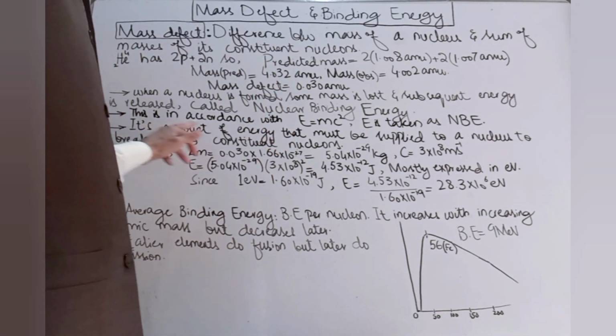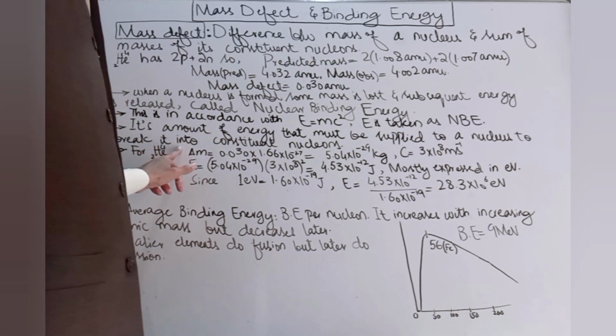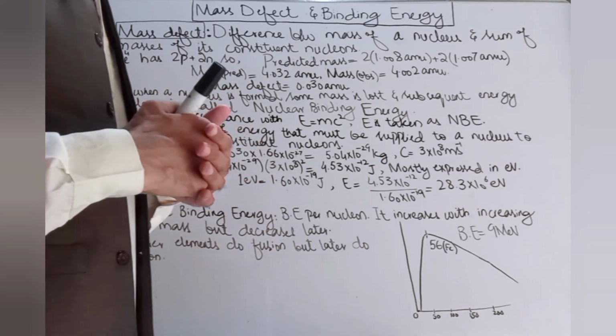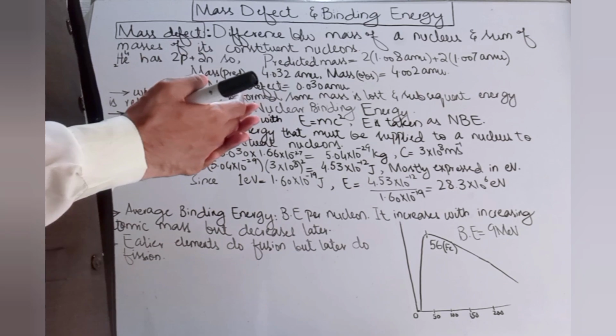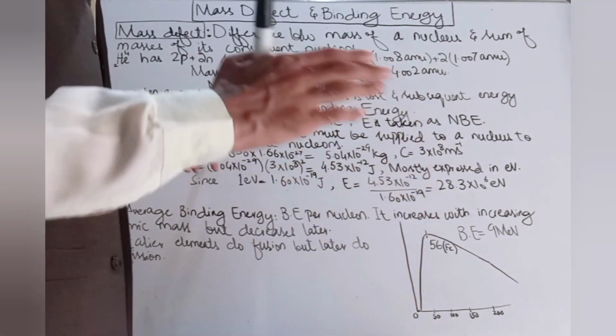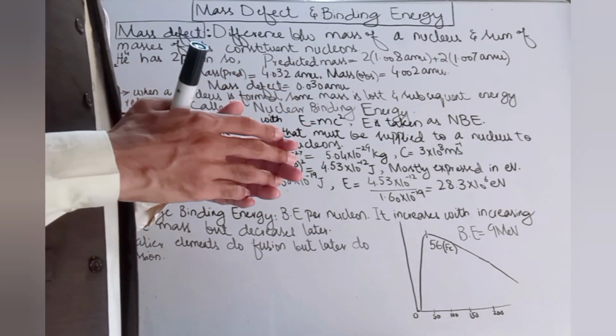It is the amount of energy that must be supplied to a nucleus to break it into constituent nucleons. Just like lattice energy, the nuclear binding energy can be defined in another way: it is the amount of energy that must be supplied to a nucleus to convert it into its constituent nucleons.